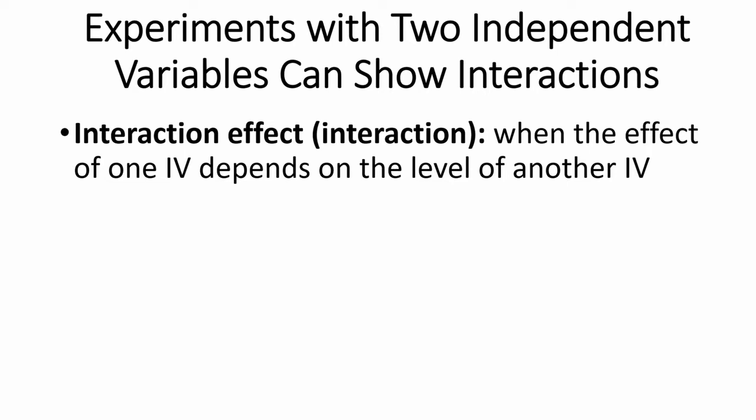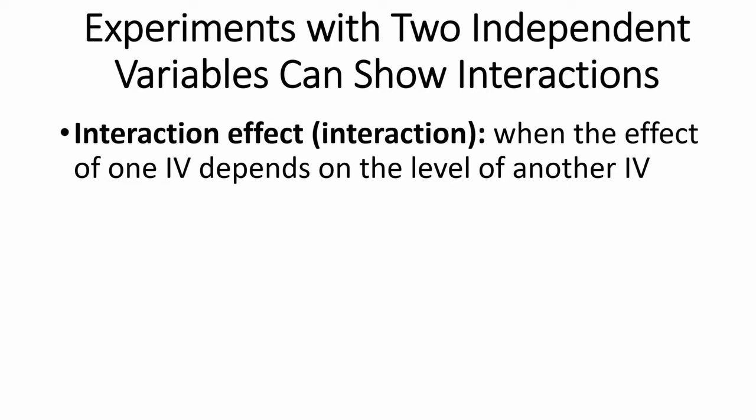So we're trying to describe this mathematically as a difference in differences. So in other words, if the effect of one independent variable, such as cell phone condition, and how that cell phone condition differs from the no cell phone condition, if that differs on the level of the other independent variable, so older drivers or younger drivers.